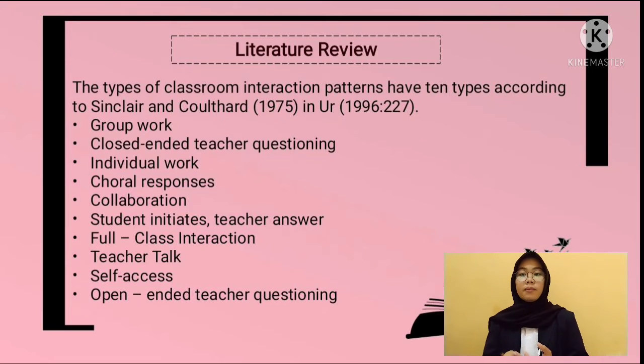And then self-assess is a type of classroom interaction pattern where the teacher gives a list of tasks to students. Then the students can choose their own assignments and work independently.